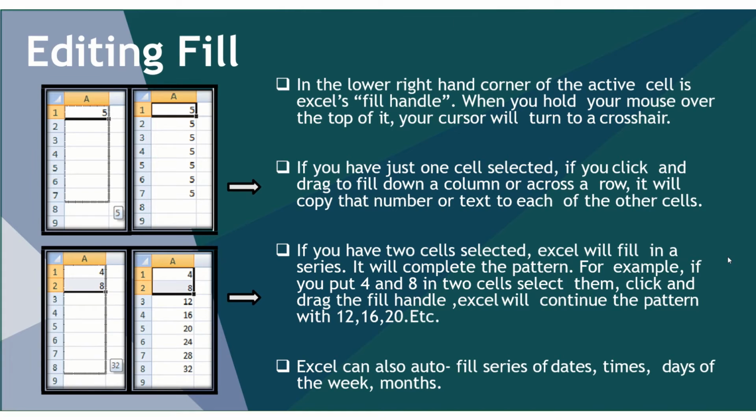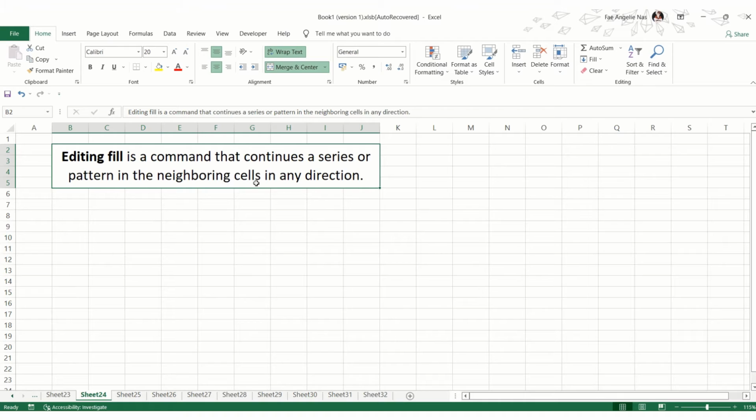Another useful tool in Microsoft Excel is the editing fill tool. The fill tool is a command that continues a series or a pattern in the neighboring cells in any direction. For example, if there is the same information that you need to enter in several neighboring cells, instead of typing the data manually, you can just use the fill tool to autofill those cells.